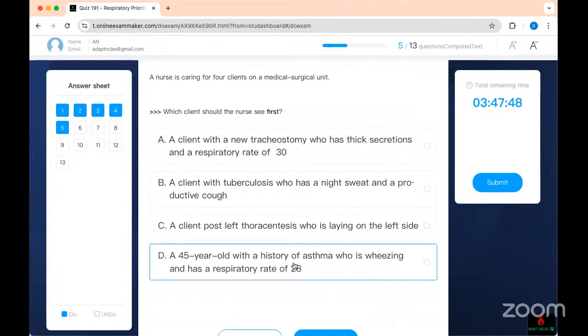Who would you see first? I have a tracheostomy, I have thick secretion, my respiratory rate is 30.